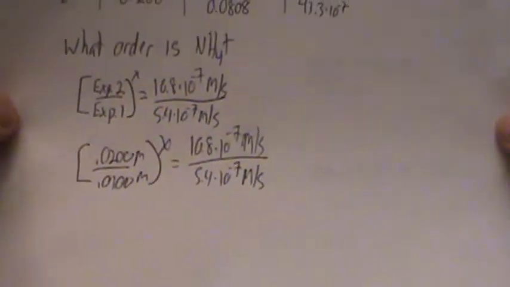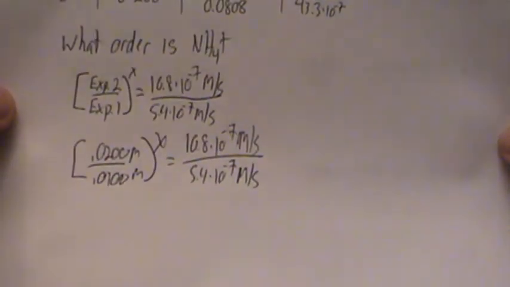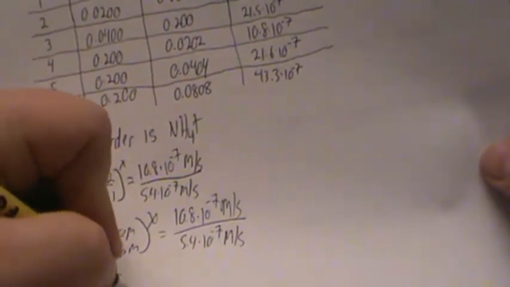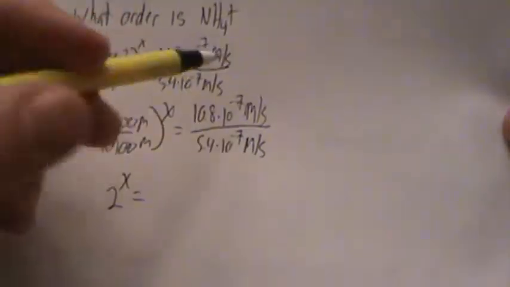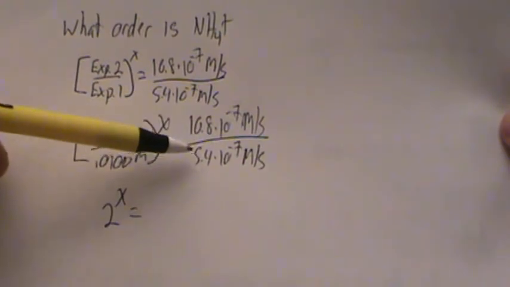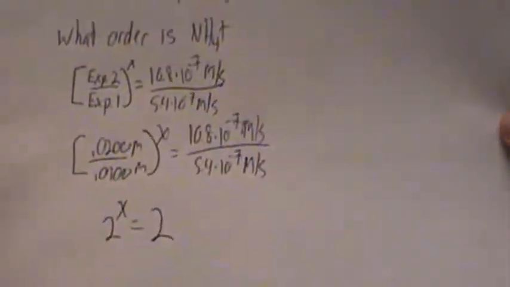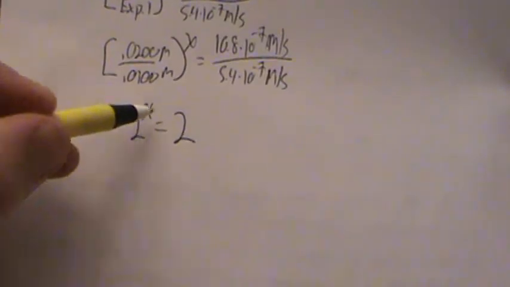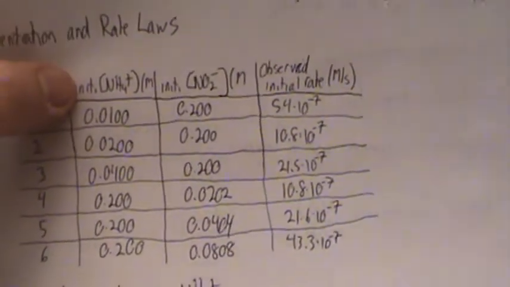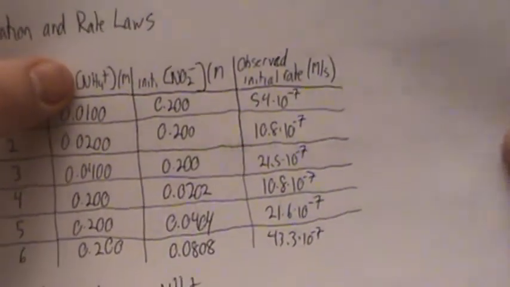Now, hopefully you can see what's going to happen here. This is going to be 2 over 1, so 2 to the x is equal to, since both of them are times 10 to the -7th, we don't really have to worry about that, 10.8 divided by 5.4, which comes out to be 2. 2 to what power will give us 2? 1. So ammonium is to the first order, or to the first power.